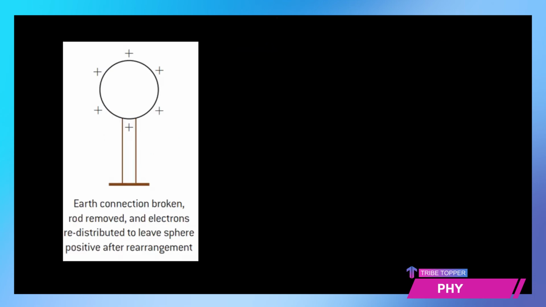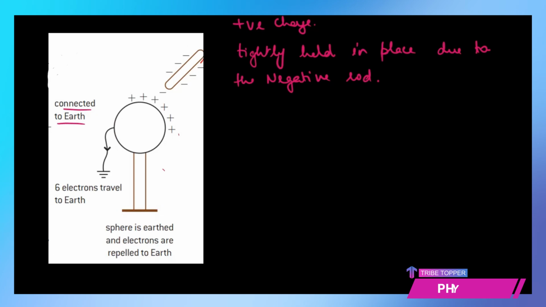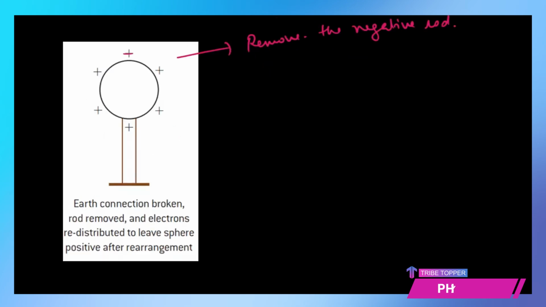Now you remove the negative rod, and you have all the positive charge, because the electrons had already flown to the ground, as we saw in this picture. Now you have only positive charge left, and that spreads uniformly on the sphere. So now the sphere is positively charged.